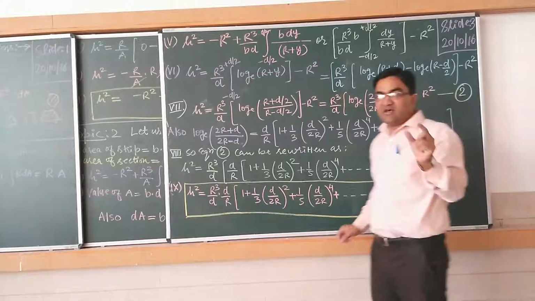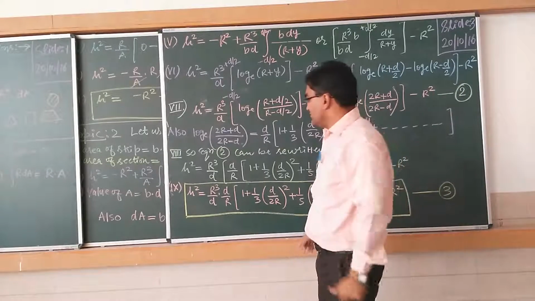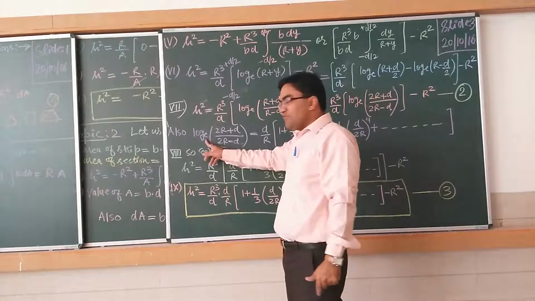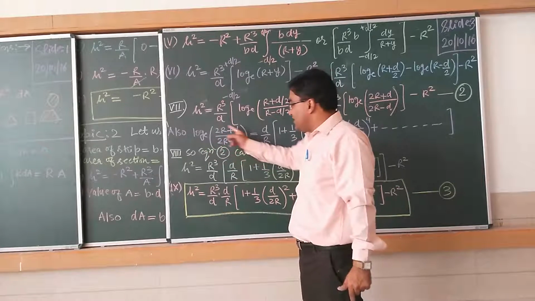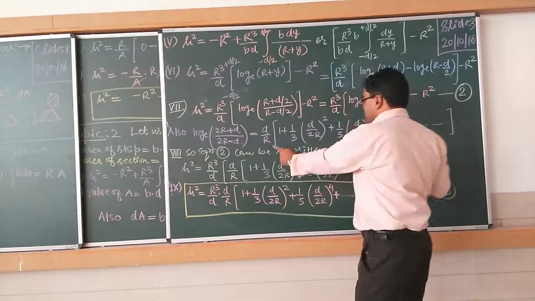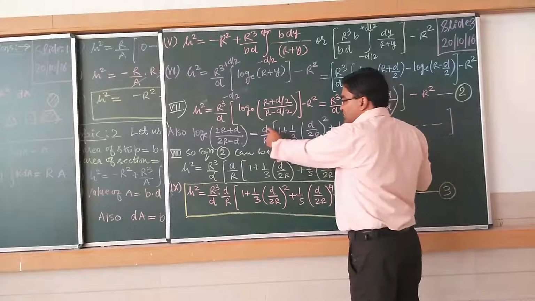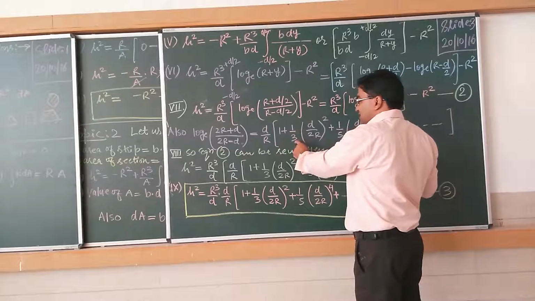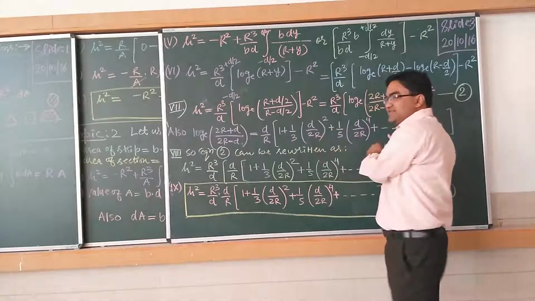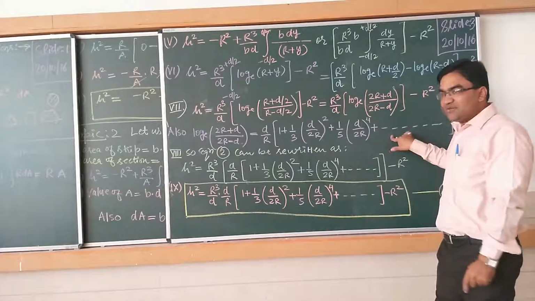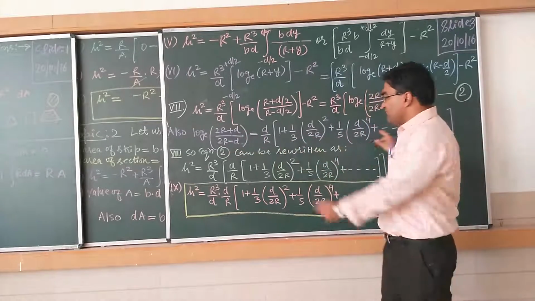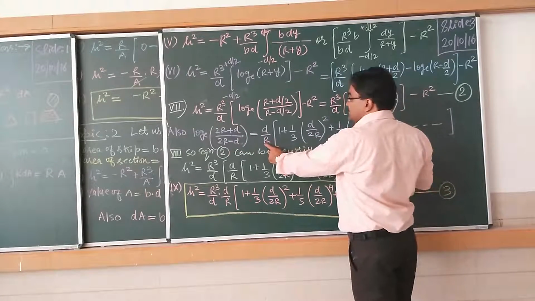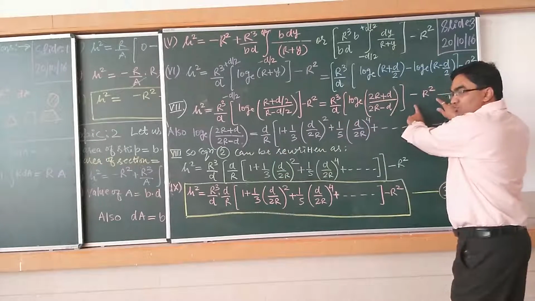Now one more term comes into the picture. What is that? The term is log of e, 2r plus d upon 2r minus d. Mathematically, this term is equal to d by r into 1 plus 1 by 3 d by 2r, and so on. This is the logarithmic series, which is equal to this much.